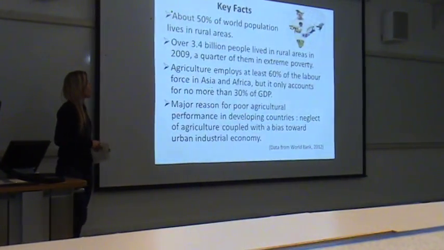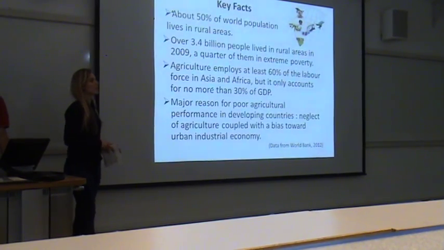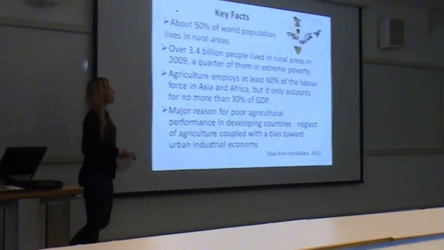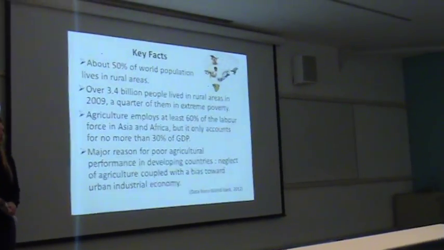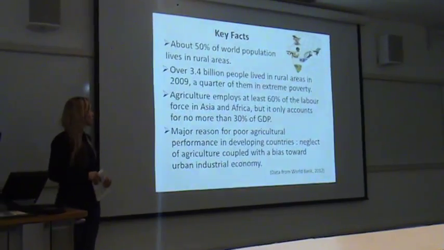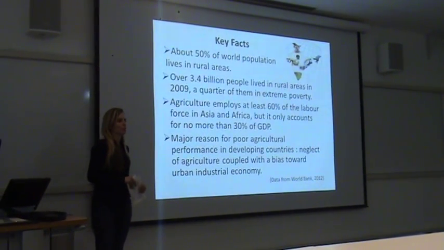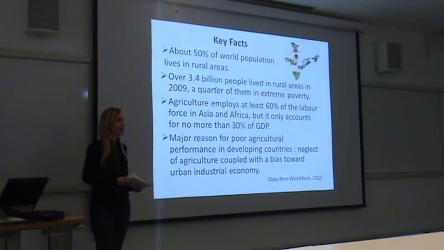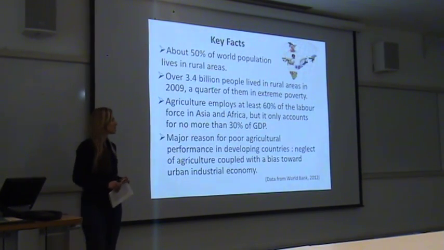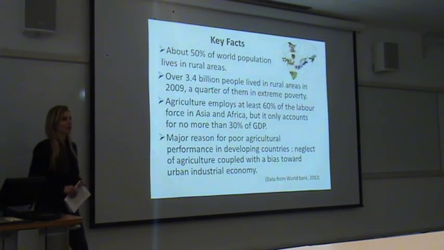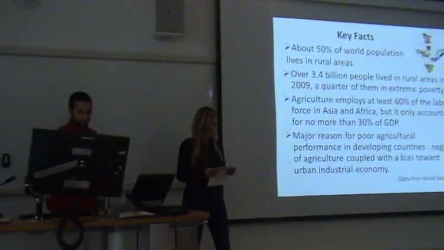To start with, I'll present to you some key facts about the agricultural situation in the world. About 3.5 billion people live in rural areas, and it's estimated that one quarter of them live in extreme poverty. 50% of the population of Latin America and Asia also live in rural areas, and in sub-Saharan Africa, 60% of the population live in the countryside.